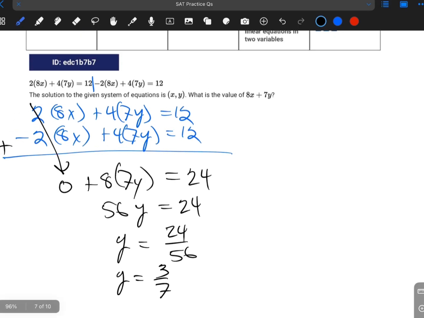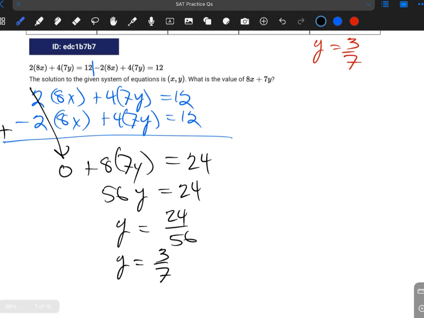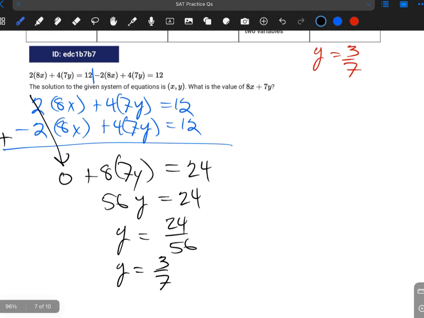Okay, so now we know what y is. So you can plug it back in to one of these equations to solve for x. Either one of these, it doesn't really matter.